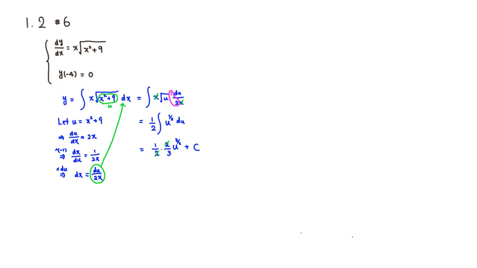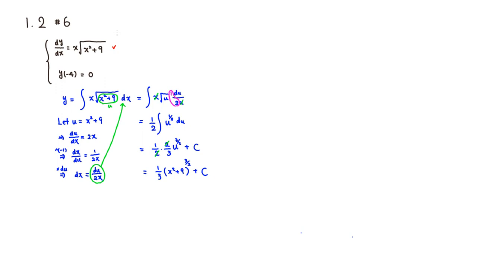Then we can just put the original variable back in. So you have a 1/3 still there. Then u is originally x squared plus 9, and we're going to raise that to the 3/2 power. Then we have plus some constant c. So that's the best we can do from just looking at the differential equation.